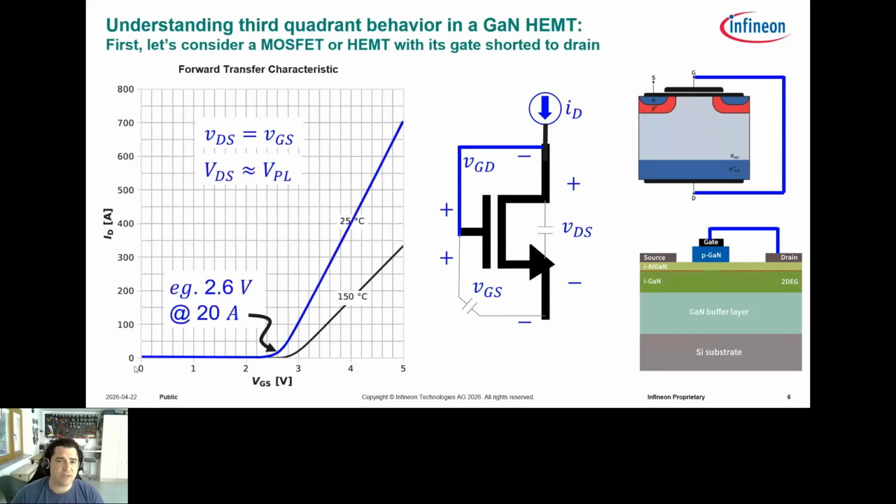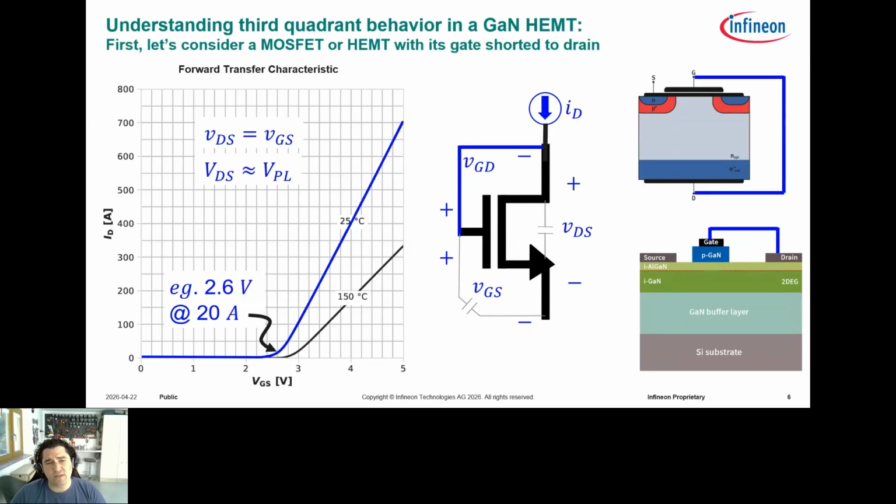We're riding up the saturation region. So if, for example, you force 20 amps into the drain, this is going to charge up VDS and VGS to 2.6 volts. Why 2.6 volts? Because once it gets to 2.6, the gate is on enough that the current's going to actually start to flow through the channel. Then you're not going to have any more charging of these junction capacitors.